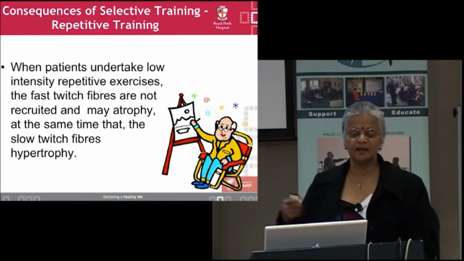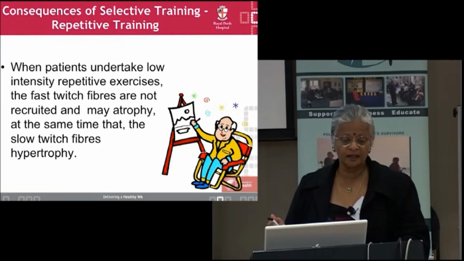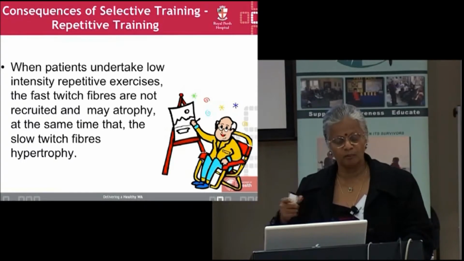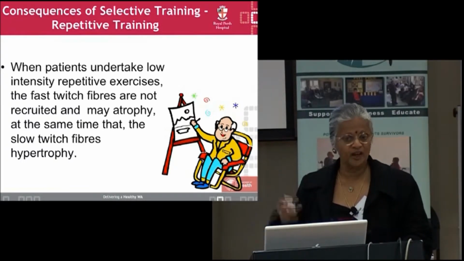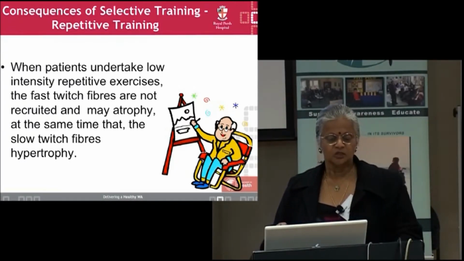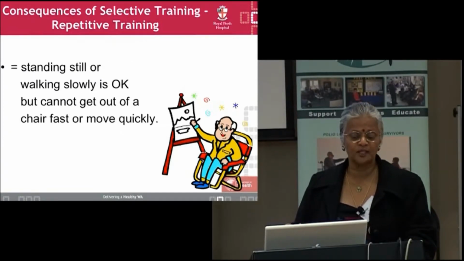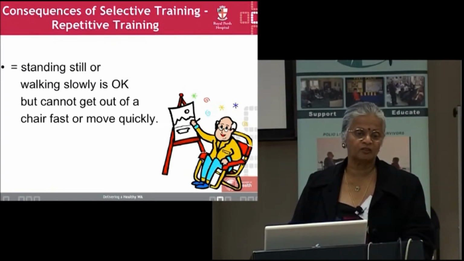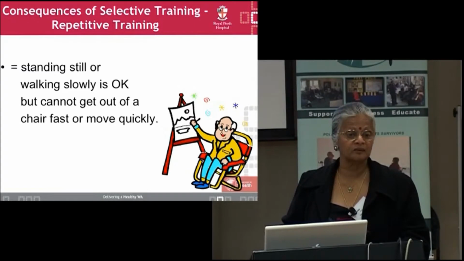So, if you do an exercise repetitive, I go for long walks, I'm walking all the time, I'm busy, what you are doing is, yes, you are making your slow twitch endurance muscles bigger, but your fast twitch muscles are fading away. You please got to understand that. So therefore, what's the consequence? Standing still or walking slowly is okay, but you cannot get out of your chair fast or move quickly. So that's what you're doing. When you say, I'm busy and I'm walking around, I'm doing enough.